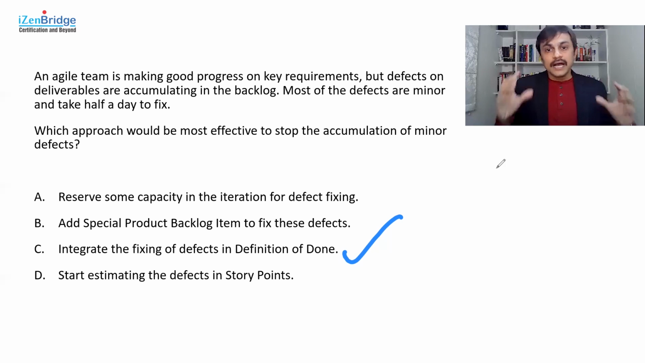So looking at the idea of building quality in, and at the idea of creating the right sense of completeness, option C seems to be the best option, where we are saying we need to improve our definition of done, which should include the fixing of the minor defects in this particular question.